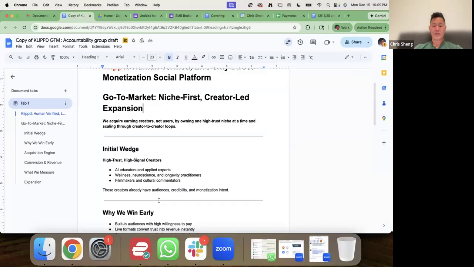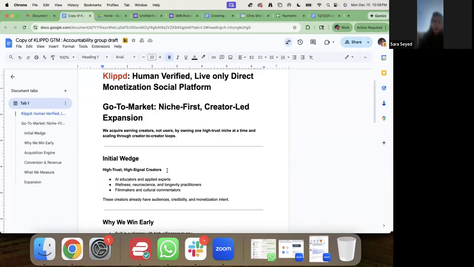I see. Do I have to highlight the fact that these creators already benefit from live formats and understand how that converts into revenue instantly? No, you don't have to. You just have to show the math. You don't have to tell the how.